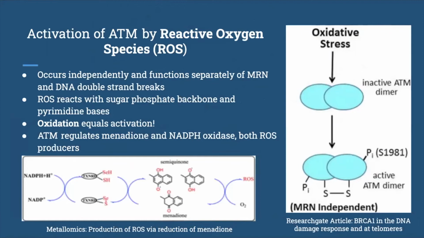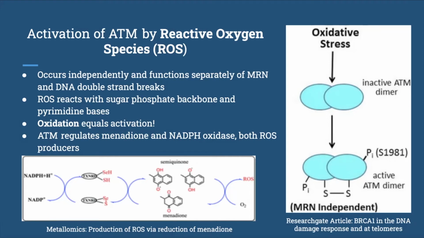ATM can also be activated by reactive oxygen species, or ROS. This activation pathway occurs independently and functions separately from MRN and DNA double-strand breaks. ROS is predominantly produced in the mitochondria and peroxisomes due to oxidative phosphorylation and beta-oxidation of fatty acids, respectively. These ROS react with the sugar phosphate backbones and pyrimidine bases of DNA, causing DNA damage, especially in cellular compartments known to produce ROS. Menadione, a fat-soluble vitamin, is also known to generate mitochondrial ROS concomitant with a decrease of NADPH related to redox cycling, as well as promote the formation of activated ATM forms.